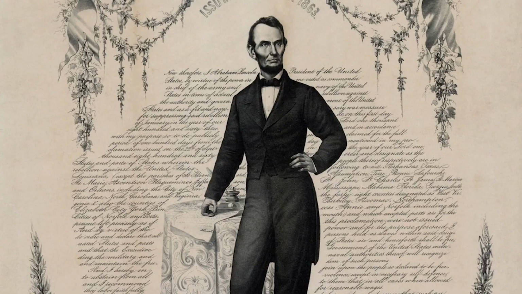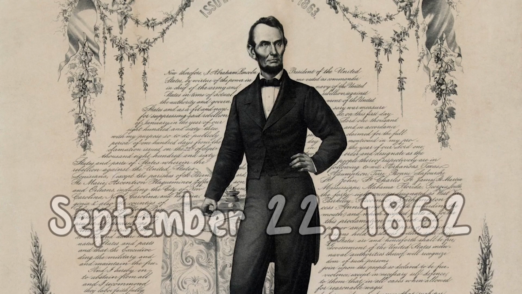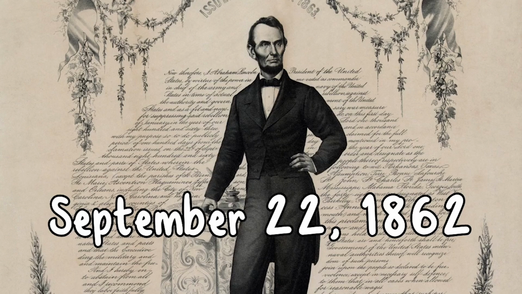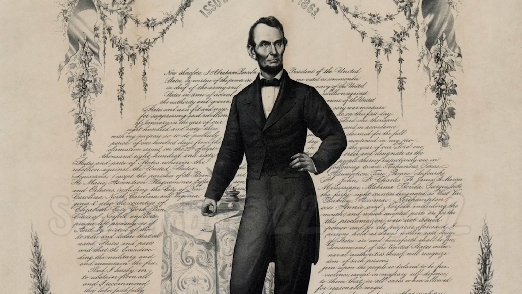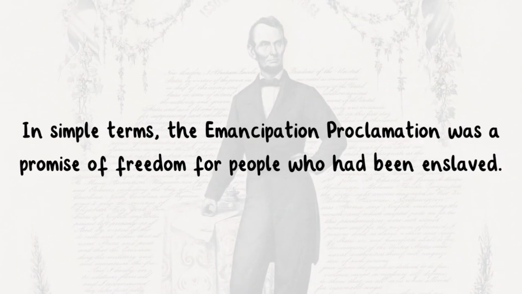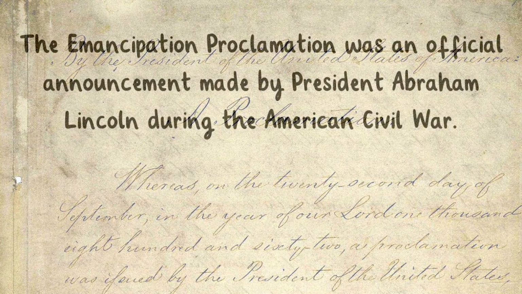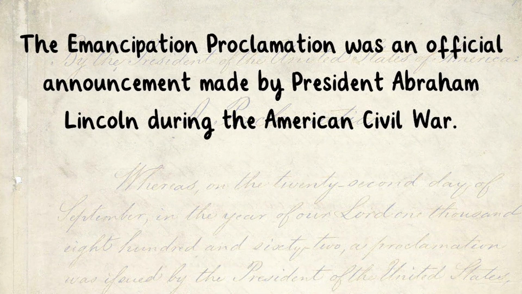Next, a brief history. September 22, 1862. President Lincoln issued the preliminary Emancipation Proclamation while the Civil War was still in full swing. The proclamation declared that if the rebels did not end the fighting and rejoin the Union, all enslaved people in the Confederacy would be freed on the first day of the upcoming year.